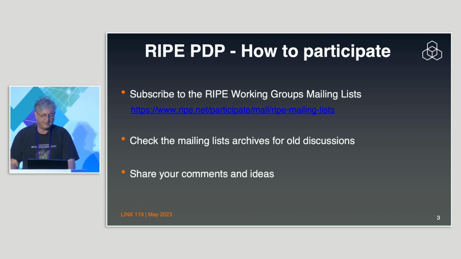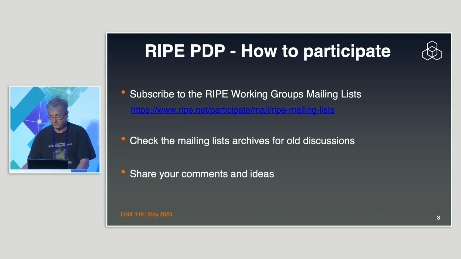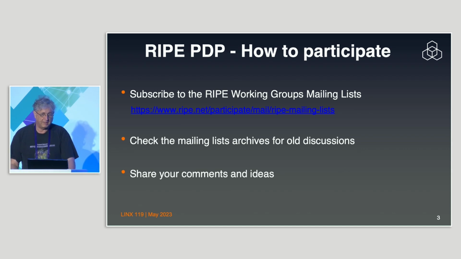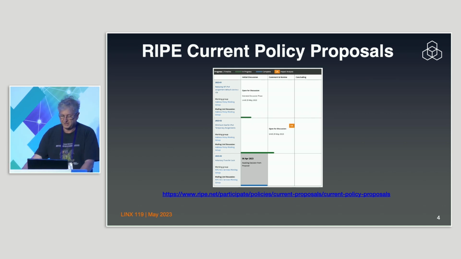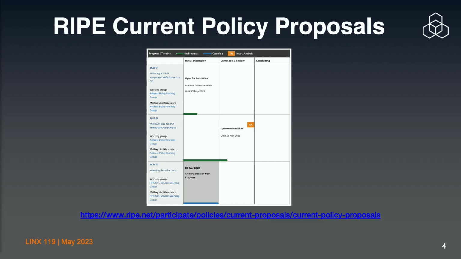You can participate in the policy development process if you're that way inclined by joining the dedicated mailing lists for each working group, and that's where the majority of the work is done. You can find the current policy proposals on the RIPE website. It's fairly easy to find out. Just follow down from how you can participate, and that gives you a list of the current policy proposals.